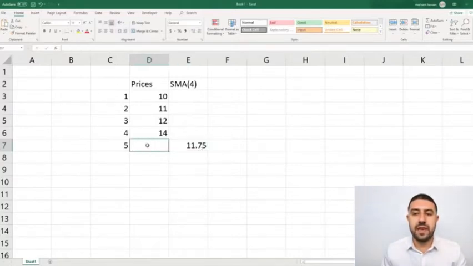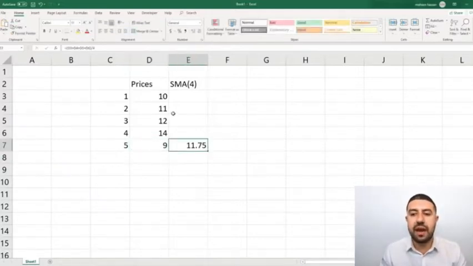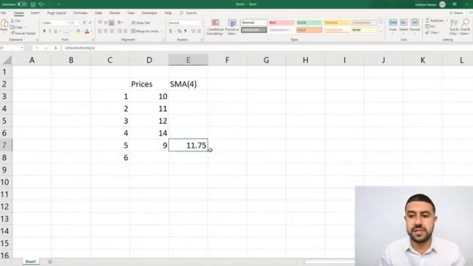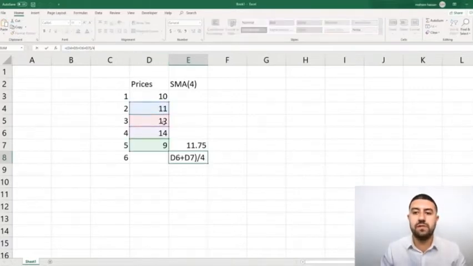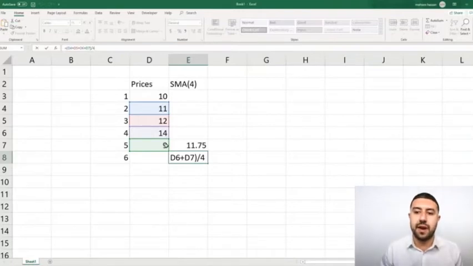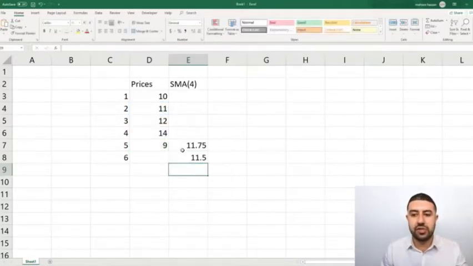Now, on the 5th day, maybe the price drops back to, I don't know, 9. Okay, price suddenly drops. Well, what is going to be the average on the 6th day of the last 4 days? Well, it's going to be 11 plus 12 plus 14 plus 9. So we dropped the 10 because it's 5 days before and I want to use the last 4 days, and I add the 9. So I do the average of those, and now the average is this.